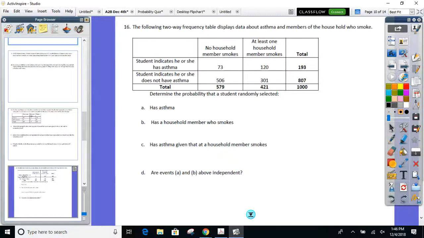And I'm turning the responsibility over to you group right now. 16 A through D. I think you can do it. Number 16. Probability, has asthma. One student has asthma. What's the probability? Just a student, and that's it. Not household and smoke or anything like that. Can be our conditional probabilities. It's asthma.